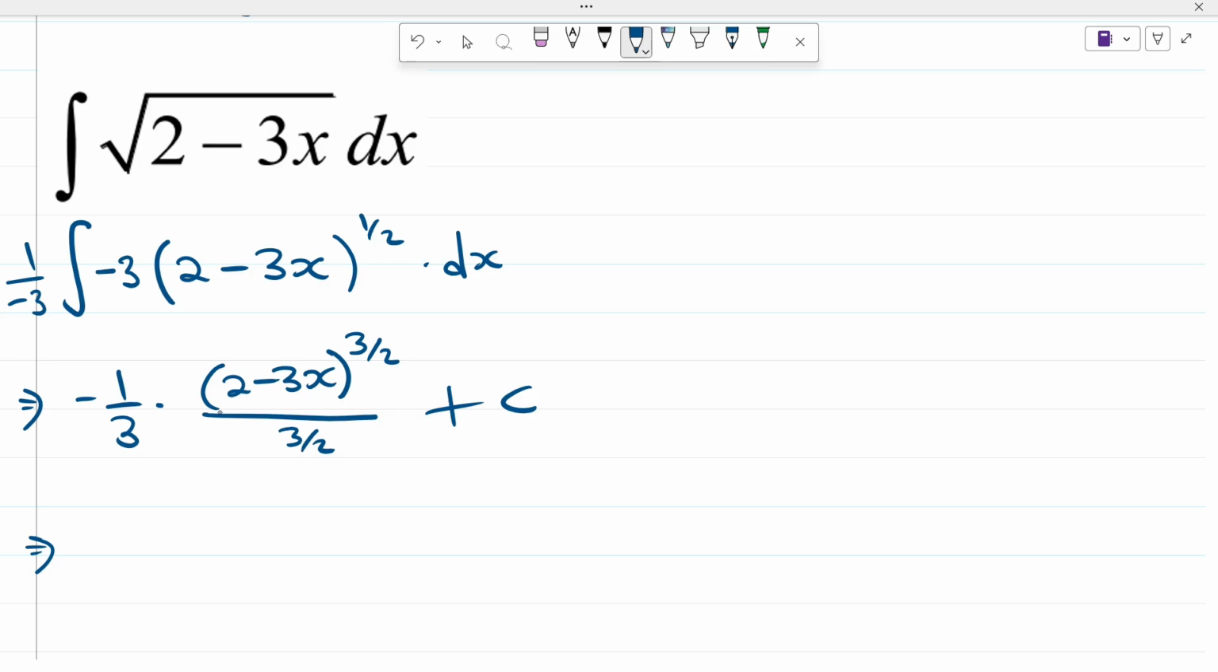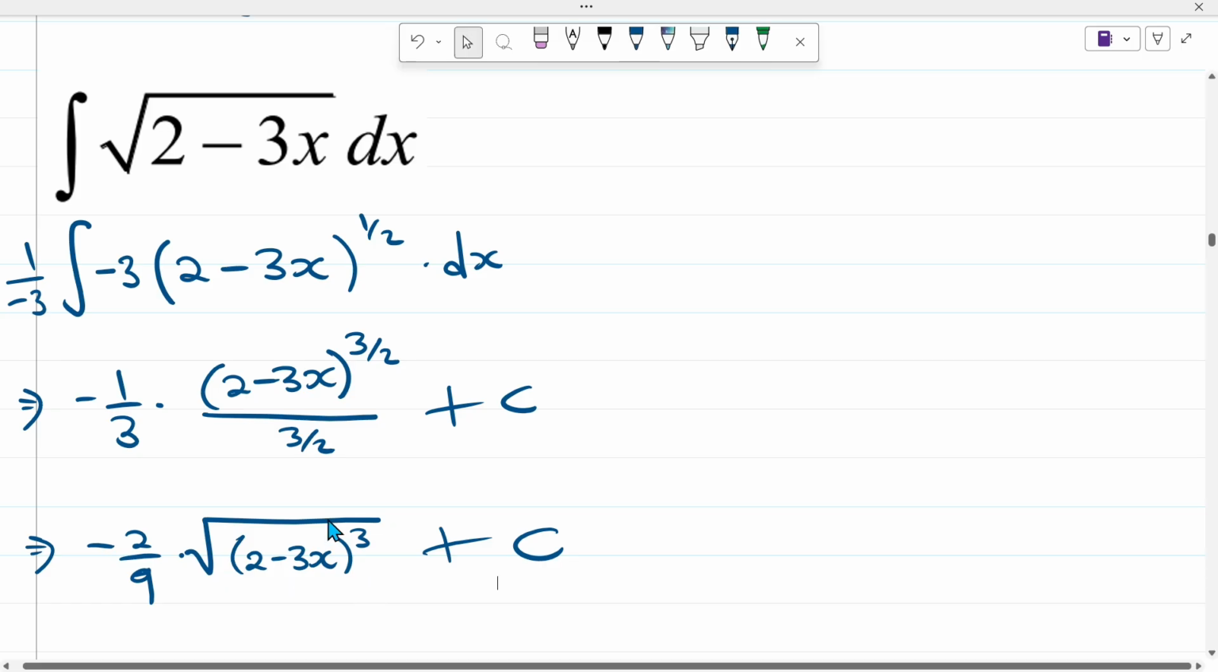multiply out. Here the 2 is going to go up, and then the 3 and 3 will multiply out, so you will end up having negative 2 over 9 multiplied by, and then you can change this to a square root, so that this becomes 2 minus 3x to the power of 3, and then plus c. Of course, you should not forget that. Then that becomes your answer. Then from here you can do another question.